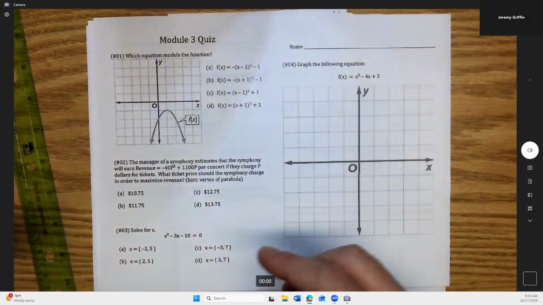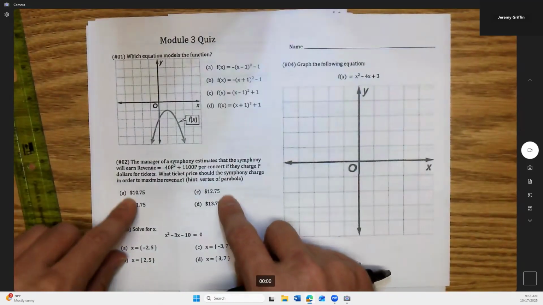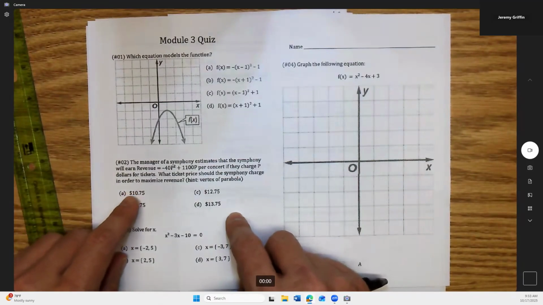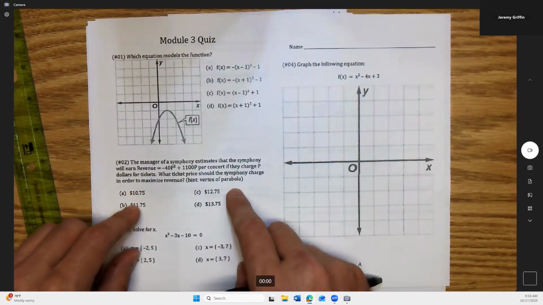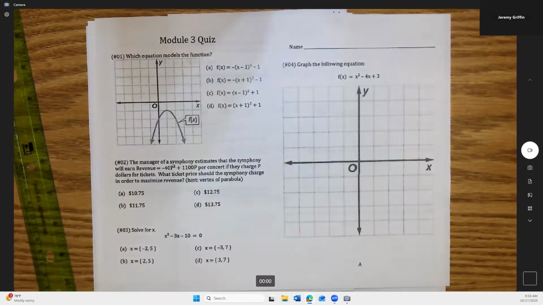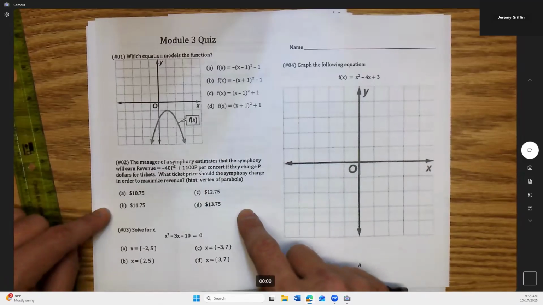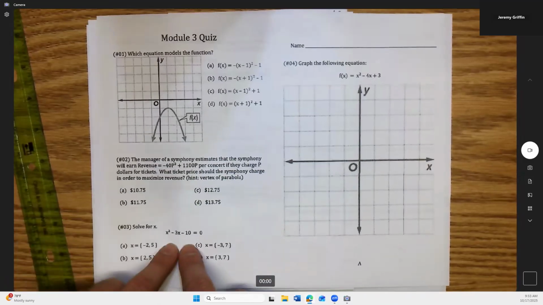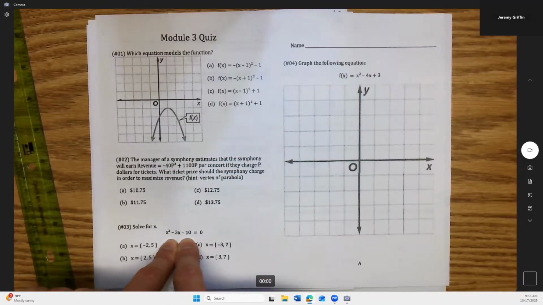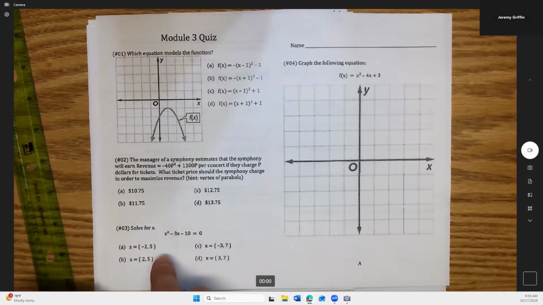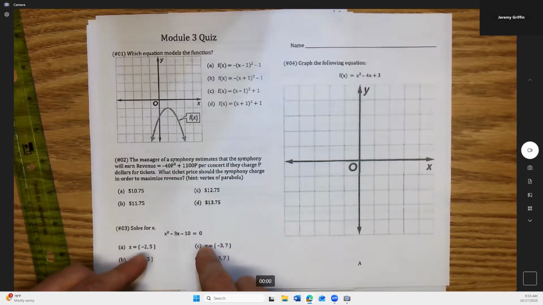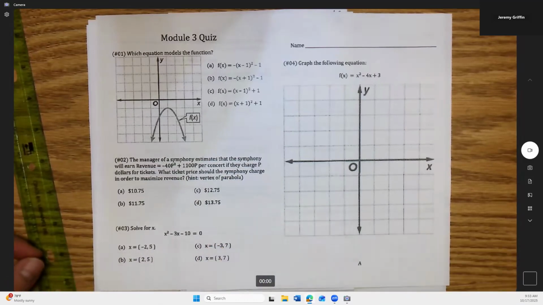If you don't, you're really stuck. Could you play off the multiple choice answers and plug all these prices in one by one and figure out which one gives you the most money? You could. It's kind of a campy way to do it, but you could always do that. Solve for x: you could either factor this, or push it through the quadratic formula, or plug in these multiple choice answers one by one until it comes out to zero. There are three different ways to do that.